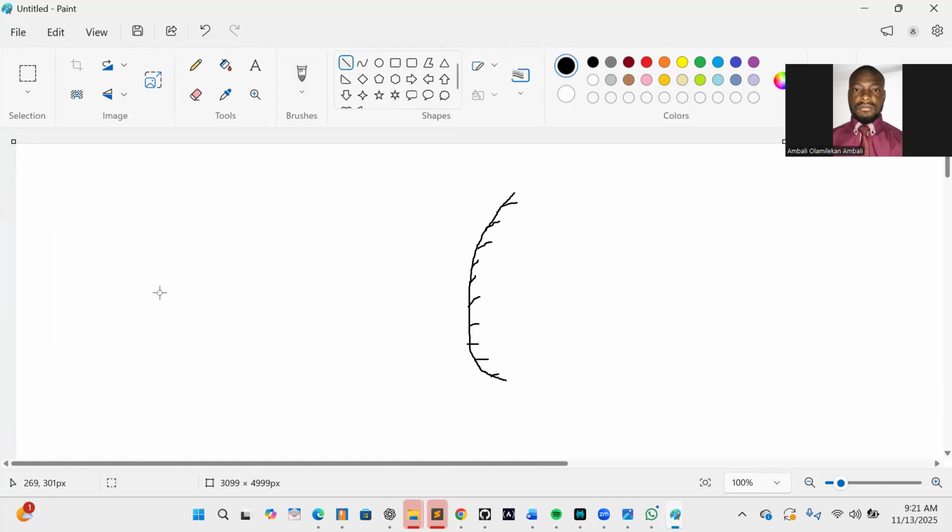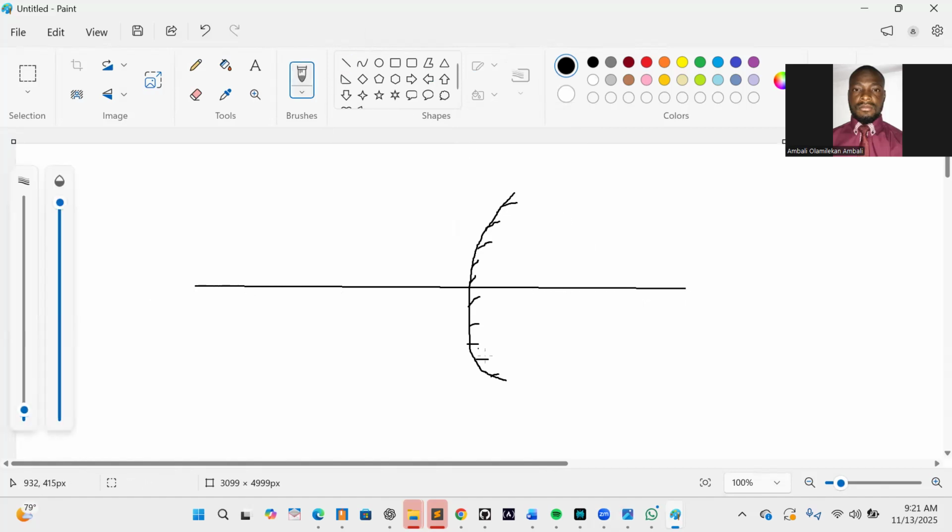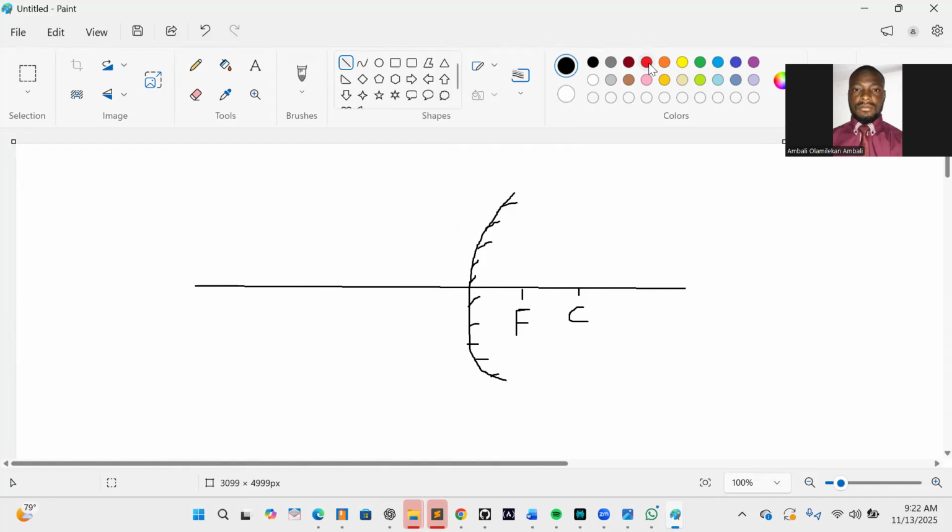Of course, they also have the same parts as the concave mirror. So there's a pole, there's a focal point, and there's the center of curvature, which is twice the focal length from the pole. Now, we consider two positions for the object for the convex mirror.